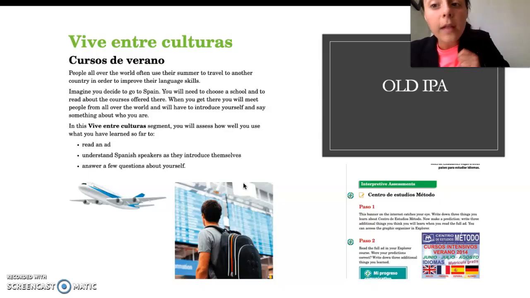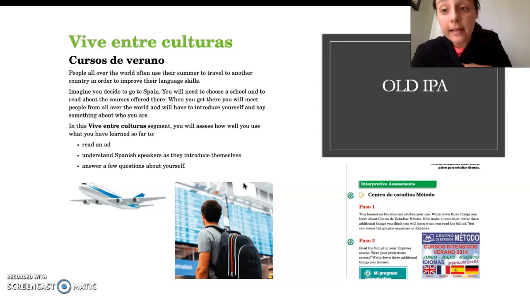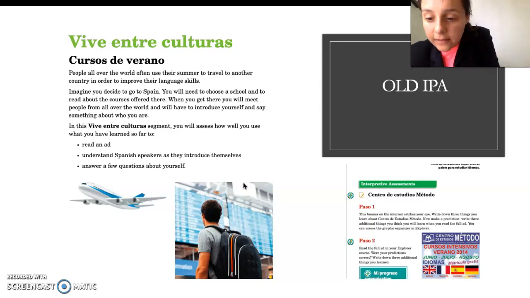So this was the old IPA, and in this old IPA, students were told they were going to go to Spain for the summer, and they needed to choose which school they were going to go to. They come across this online ad you'll see here in the right corner, Cursos Intensivos Verano, and they are to read this ad. They were to understand Spanish speakers as they introduce themselves, and they were to answer a few questions about themselves to their new teacher.